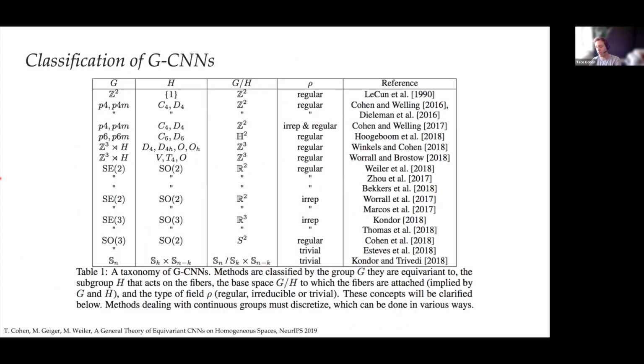And the cool thing here is you can now classify a lot of different methods that you can find in the literature by saying what group do they use, what's the subgroup, which quotient space does that give, and what kind of feature types, what kind of representation do they use. So it's a very, very general framework that you can use to understand the whole literature on equivariant nets on homogeneous spaces. That's it. A little bit over time.